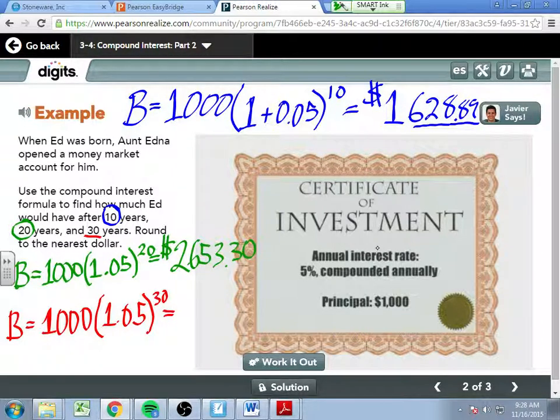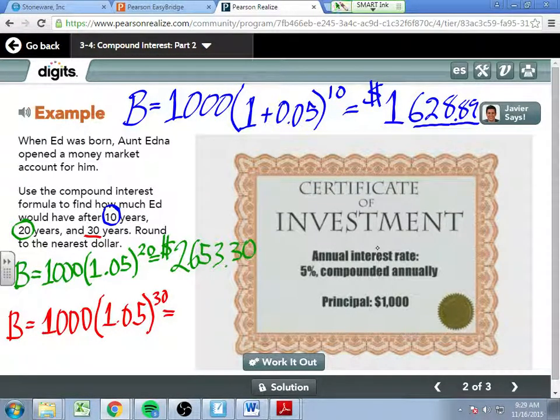In the first 10 years, you only made $628.89. In the next 10 years, you made over $1,000. So the first 10 years, you only made about $630. The next 10 years, you made $1,000. So if we combine that, the first 20 years, you've made $1,653.30 for just leaving your money in the bank.